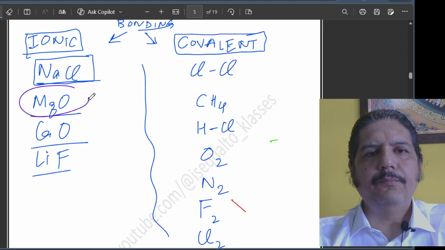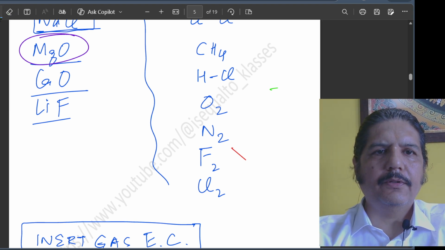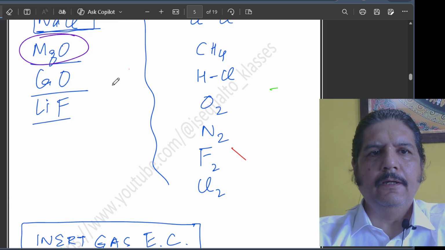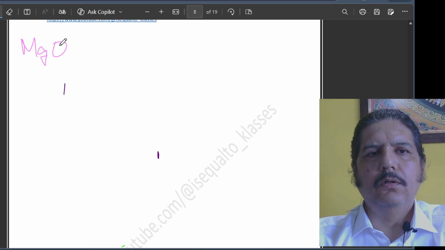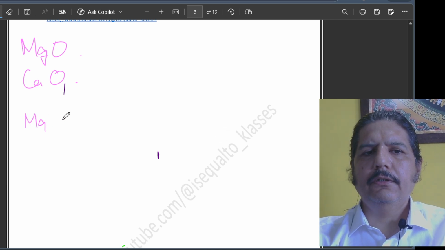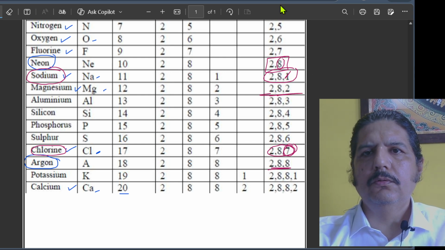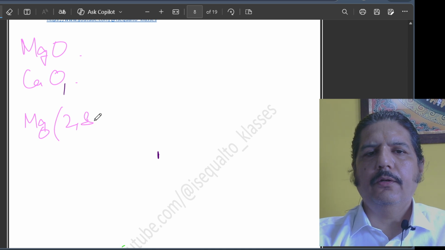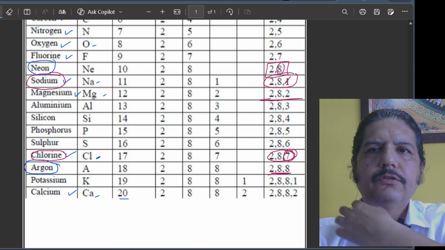There's a second example that we will be taking: MgO and CaO together. Now I won't be going into as much detail as I have done before. The first thing you need to understand is the electronic configuration. Mg, magnesium, has the configuration 2, 8, 2. Oxygen has the configuration 2, 6.